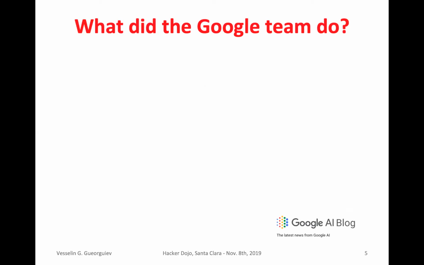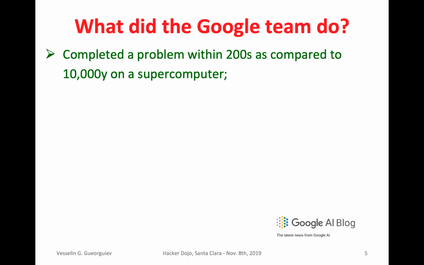So what did Google do exactly, and what do they claim? Their claim is that they can solve a problem within 200 seconds on their Sycamore chip, and this problem will take about 10,000 years on a regular computer. So that's the main claim for supremacy.